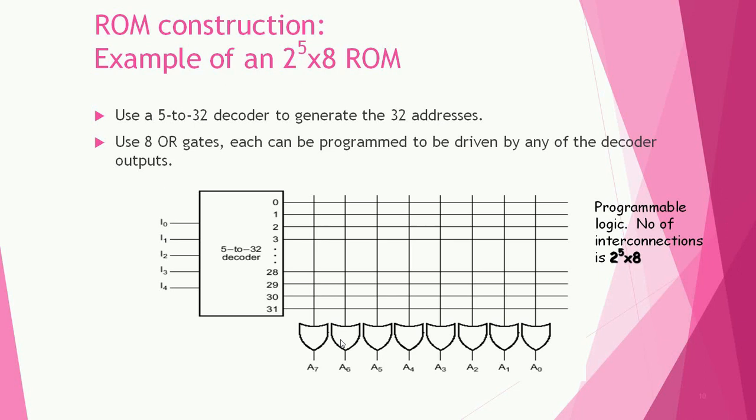Use a 5 to 32 decoder to generate the 32 addresses. Use 8 OR gates. Here you will observe the 8 OR gates. It can be programmed to be driven by the decoder outputs.